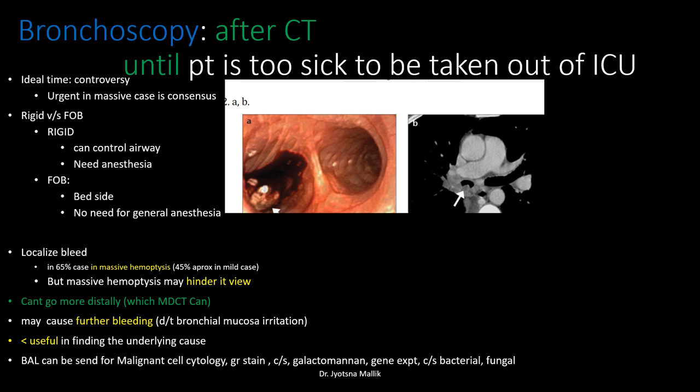Because the scope may cause further bleeding because of bronchial irritation, it is less helpful in telling the underlying cause of bleed. But we can get a sample from there by bronchoalveolar lavage. We can take a sample, we can do cytology, we can send for cultures, galactomannan, GeneXpert, Gram stain. So these are the benefits of doing bronchoscopy.